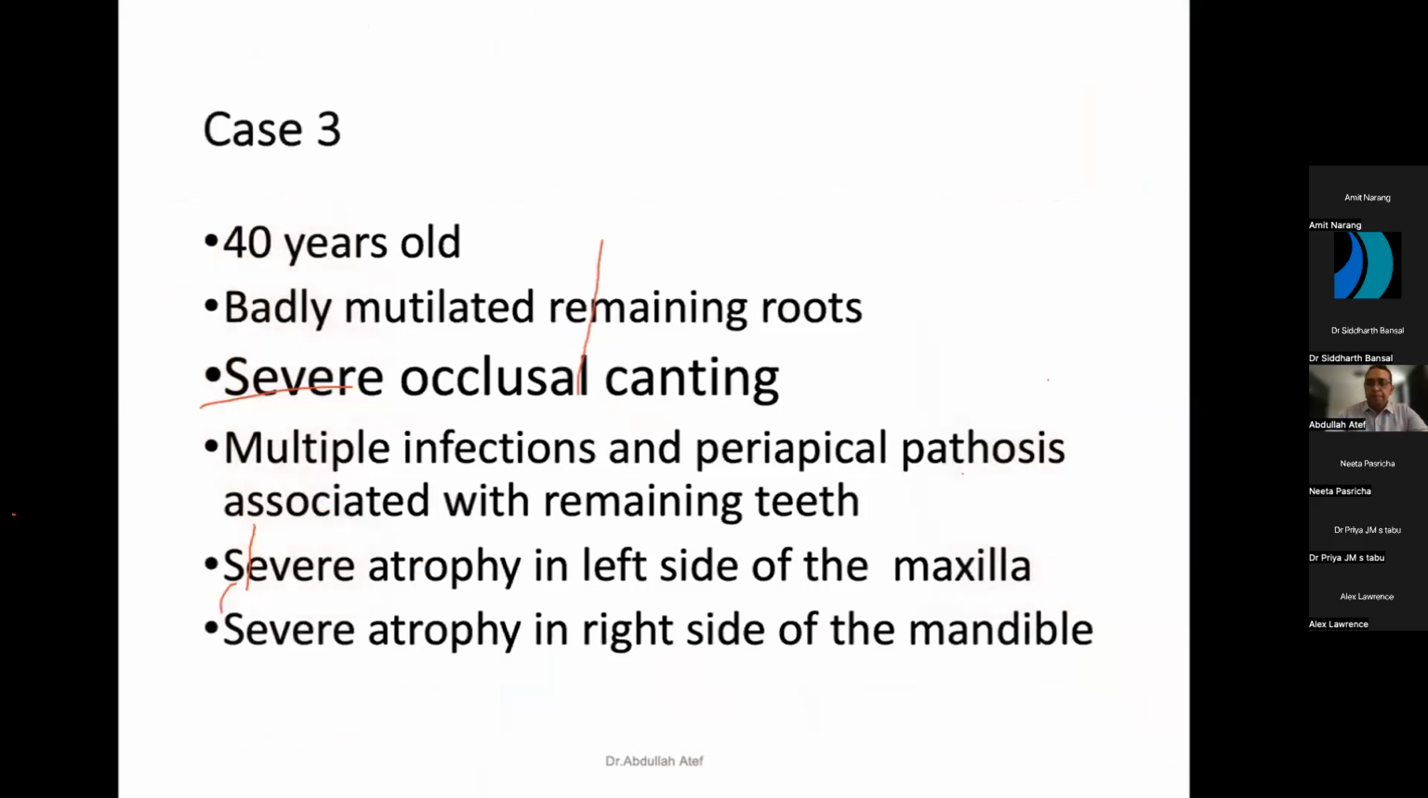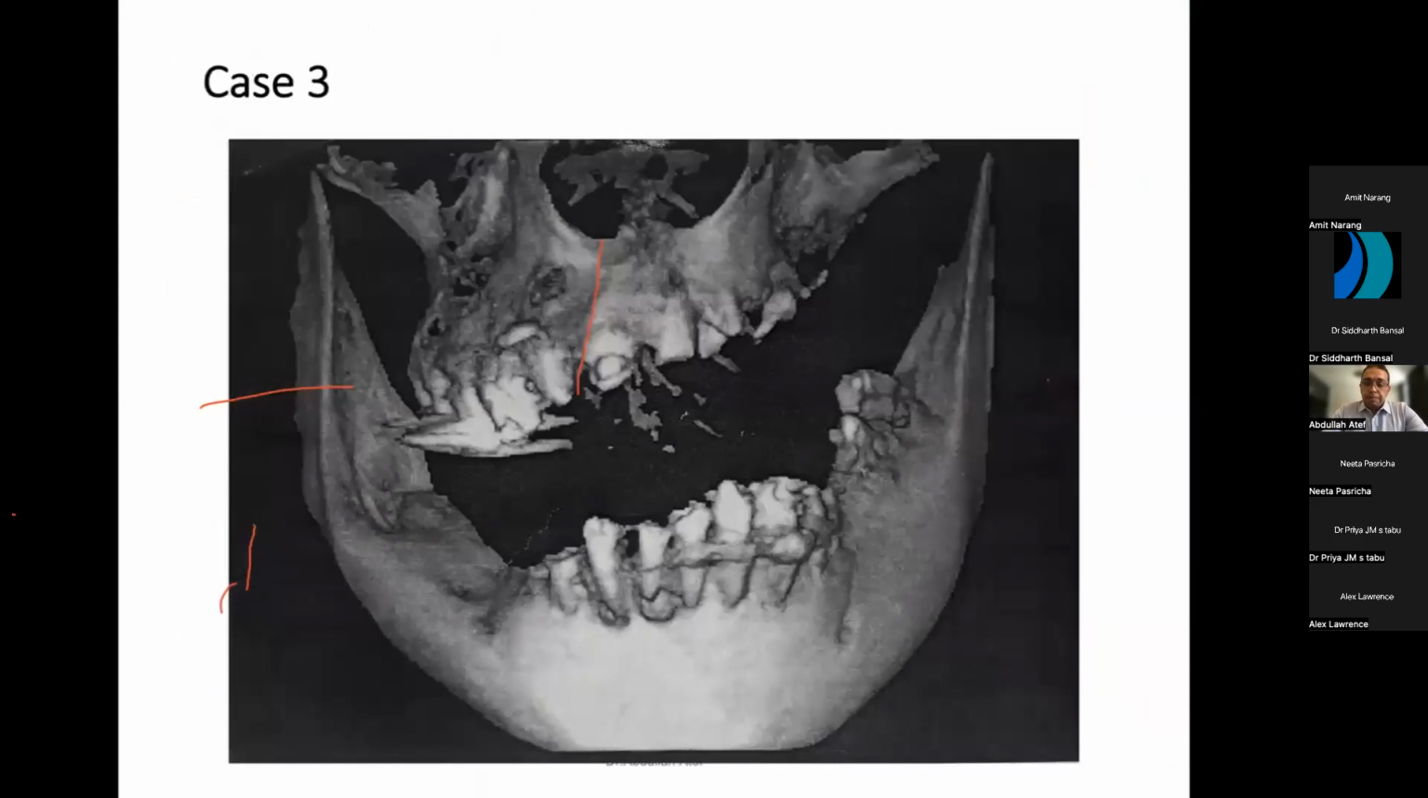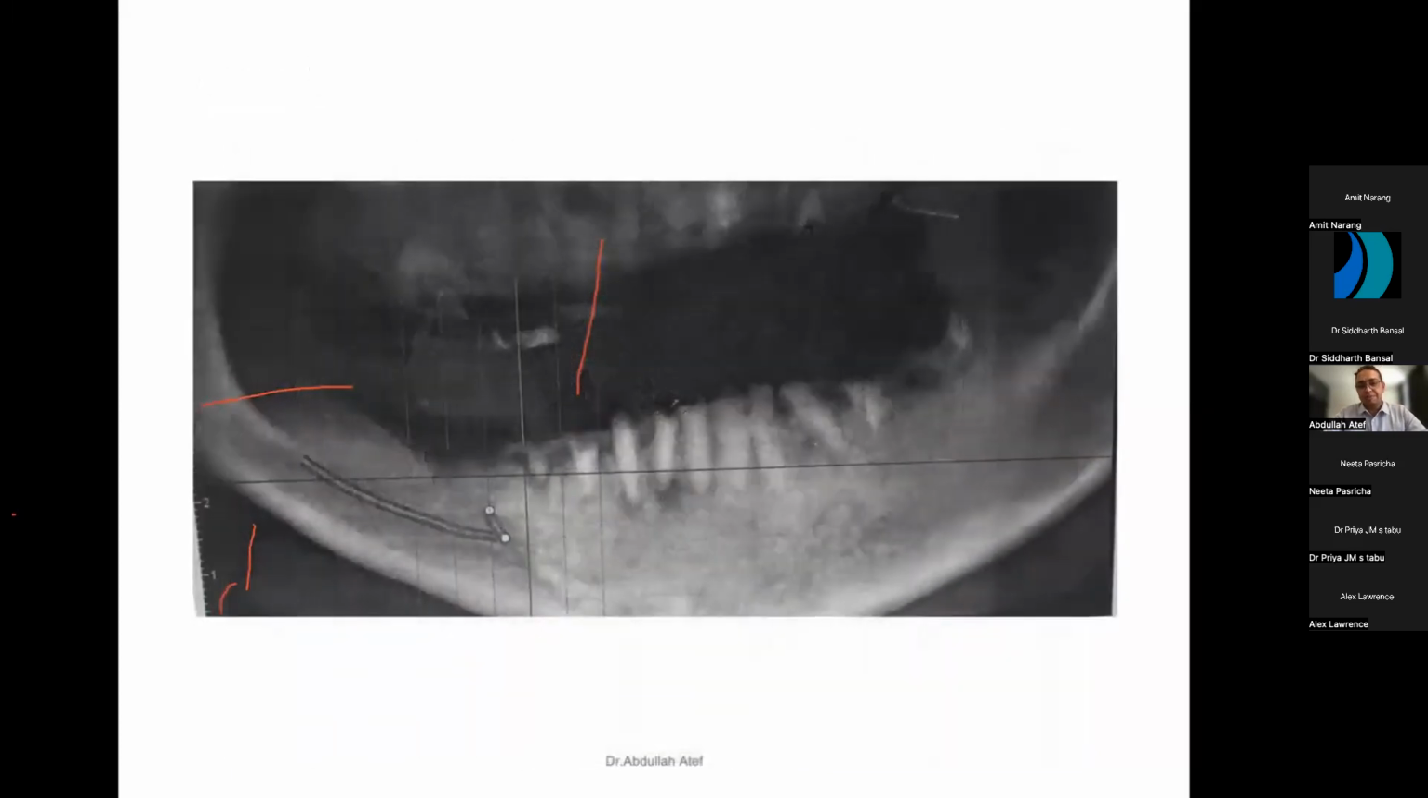Case 3 is another issue. We find such a case where the occlusal plane is different because of long-standing one-sided functioning, so we face here a very complicated and very challenging case.